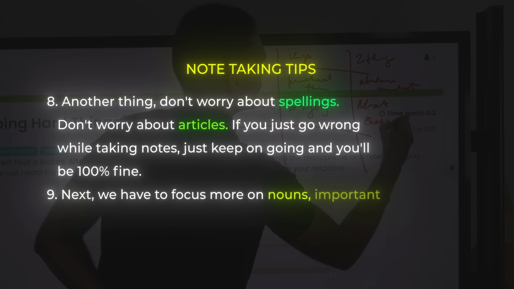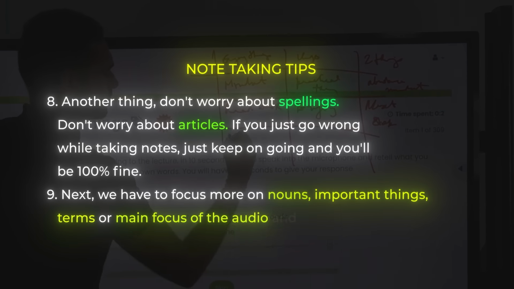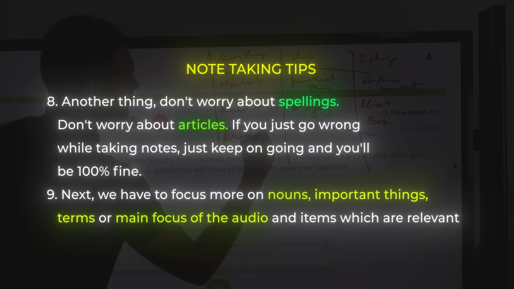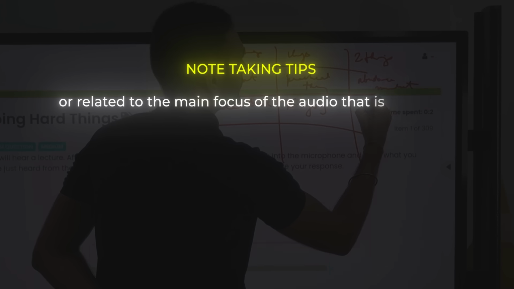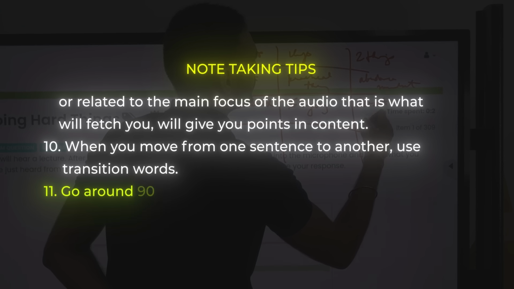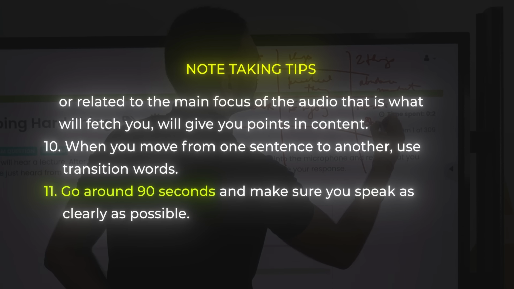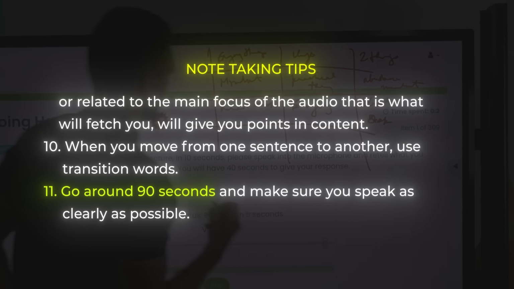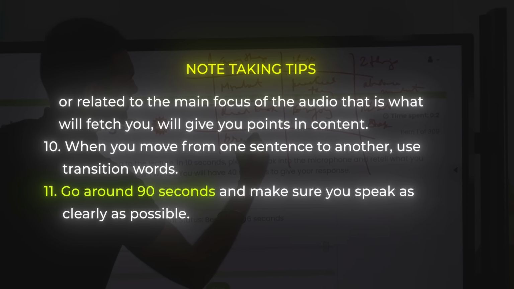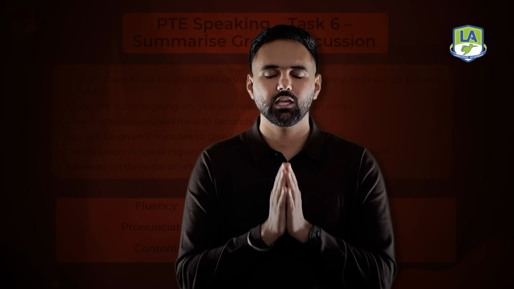Next, you have to focus more on nouns, important things, terms, or the main focus of the audio and items which are relevant or related to the main focus of the audio. That is what will give you points in content. When you move from one sentence to another, use transition words, go around 90 seconds and make sure you speak as clearly as possible. That is all you have to do in Summarise Group Discussion and everything will fall in place.